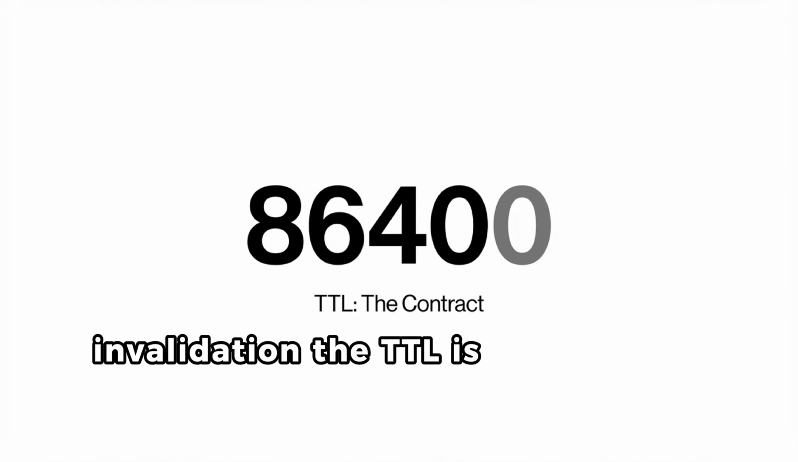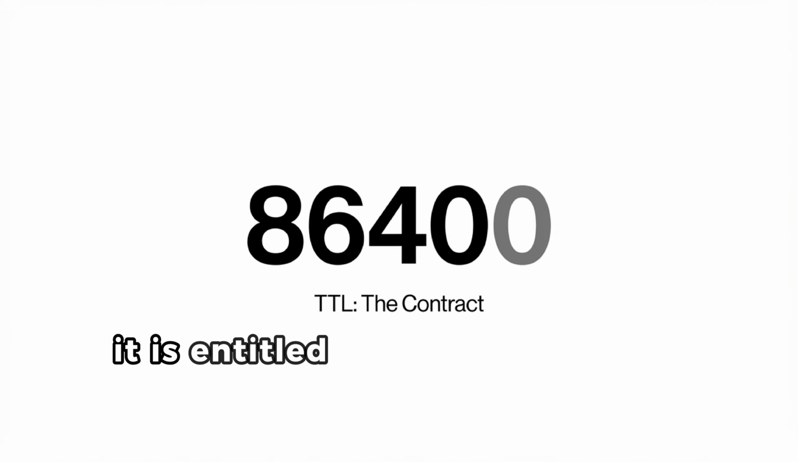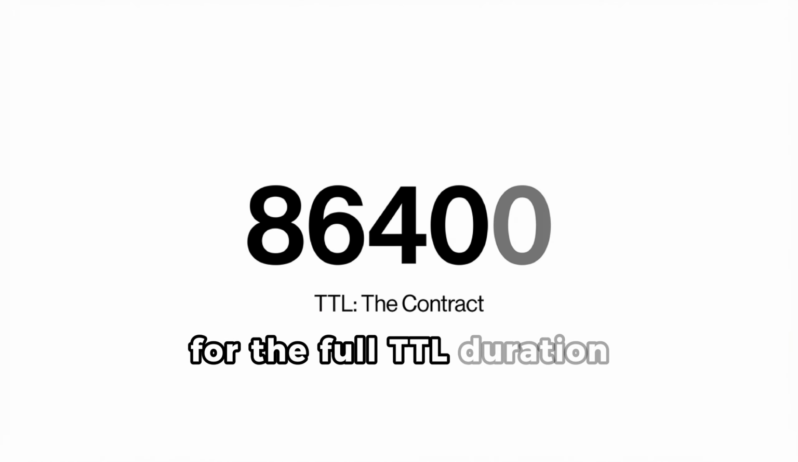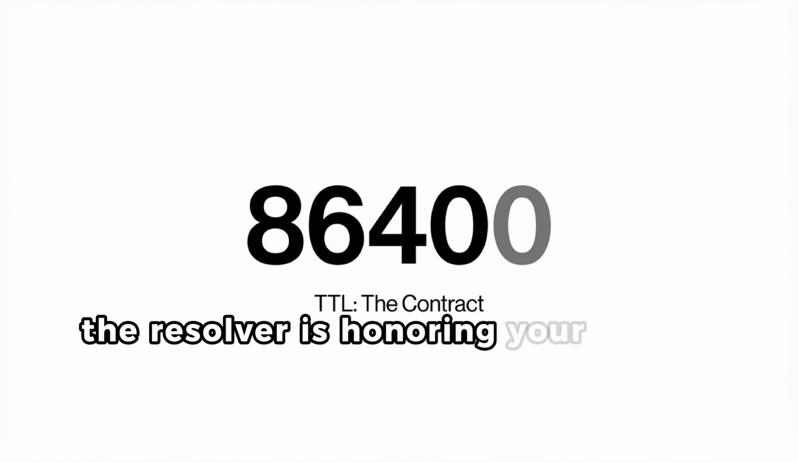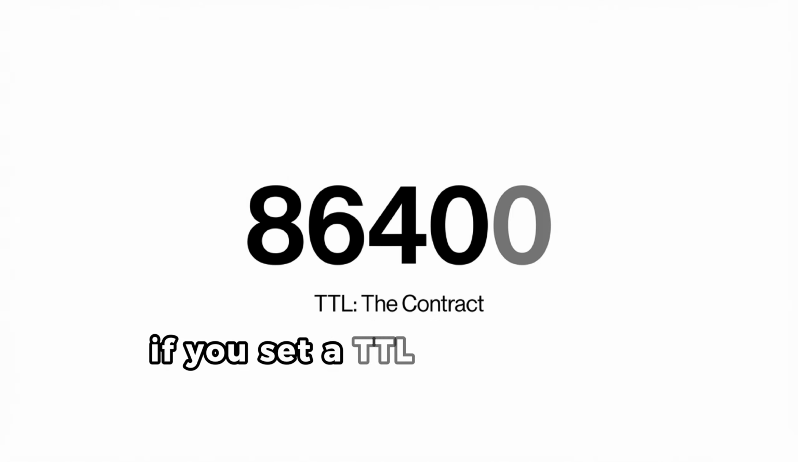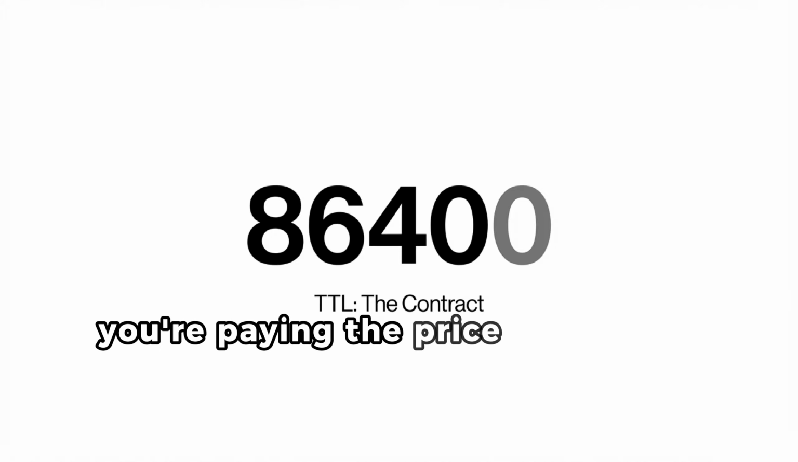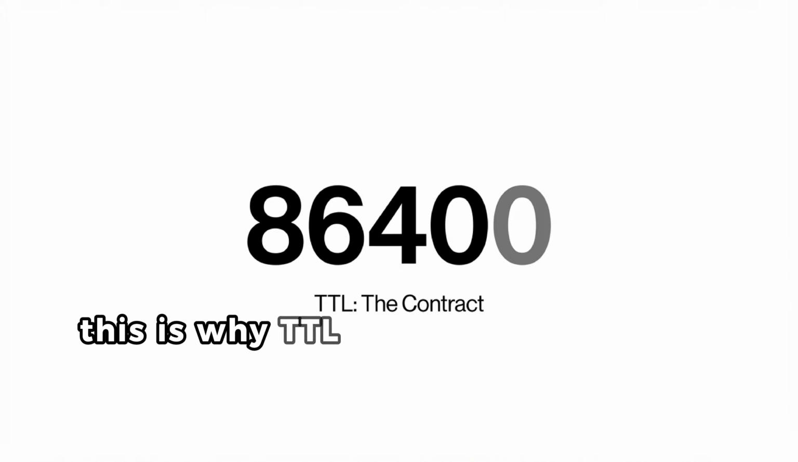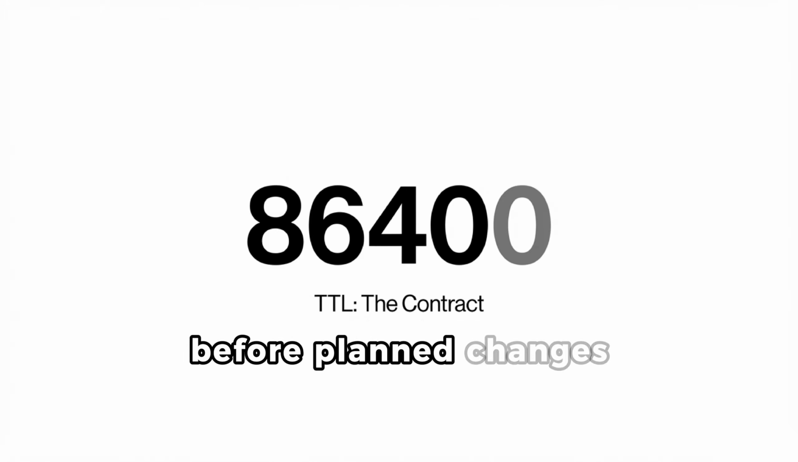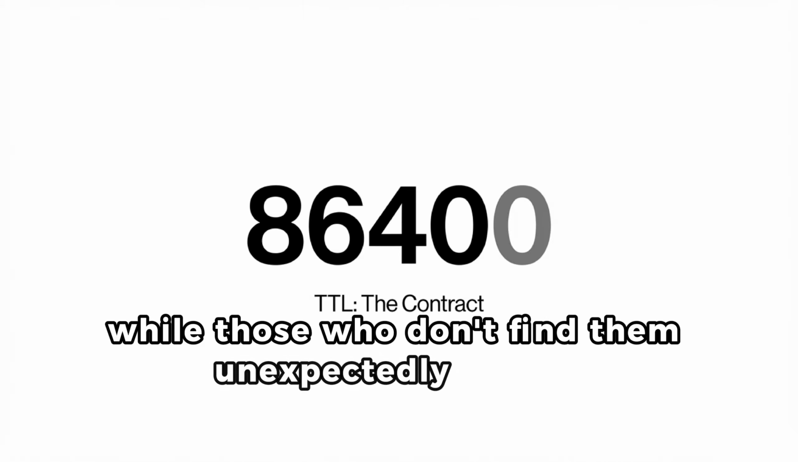The TTL is the contract. Once a resolver has cached a record with a given TTL, it is entitled to serve that record for the full TTL duration. You set the TTL when you publish the record. The resolver is honoring your stated intention. If you set a TTL of 86,400 and then need to change the record urgently, you're paying the price for having told the world, "Trust this answer for 24 hours." This is why TTL pre-lowering matters so much, and why the engineers who do it carefully before planned changes find DNS migrations smooth, while those who don't find them unexpectedly painful.